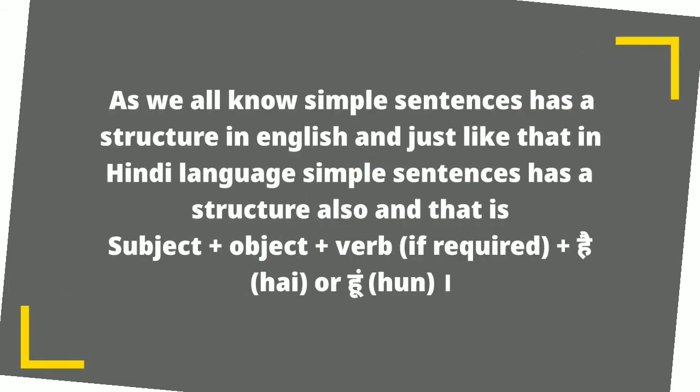As we all know, simple sentences have a structure in English, and just like that in Hindi language, simple sentences also have a structure. And that is subject plus object plus verb if required, plus hai or hoon, and then full stop. For example, if we want to translate this sentence, I like this song.